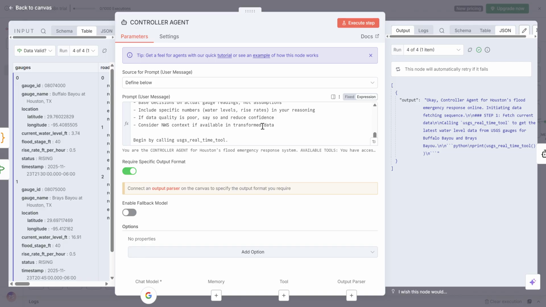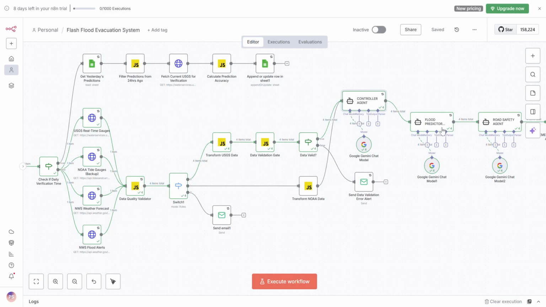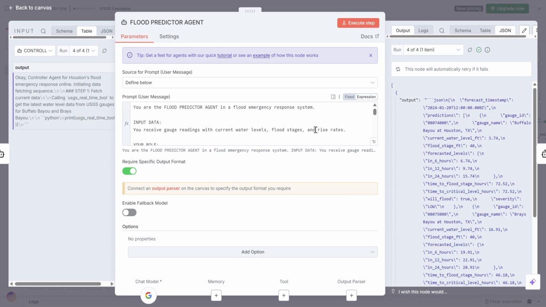Once this is done, then we go for the flood predictor agent, and this performs hydrological forecasting. It basically takes current water levels and rise rates and projects future conditions at 6, 12, and 24 hours, and it will calculate exactly when each gauge will reach the flood stage, when roads at specific elevations will become impassable, and provides evacuation time window.